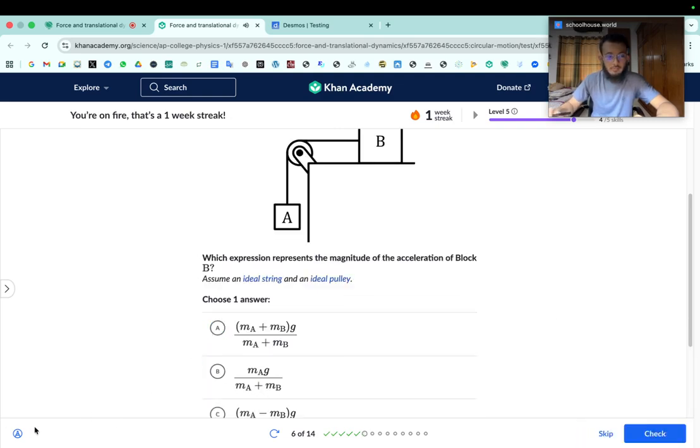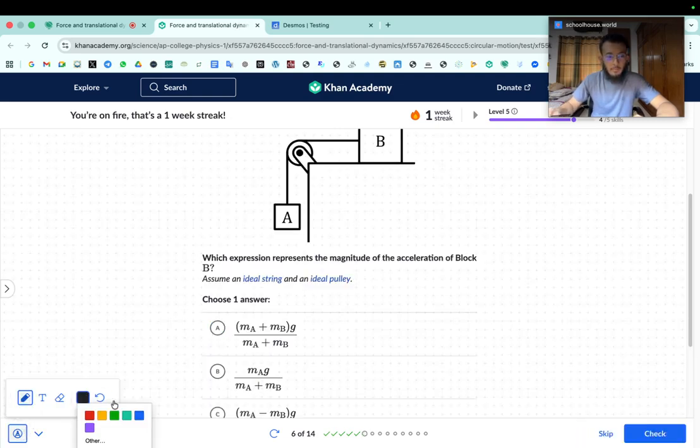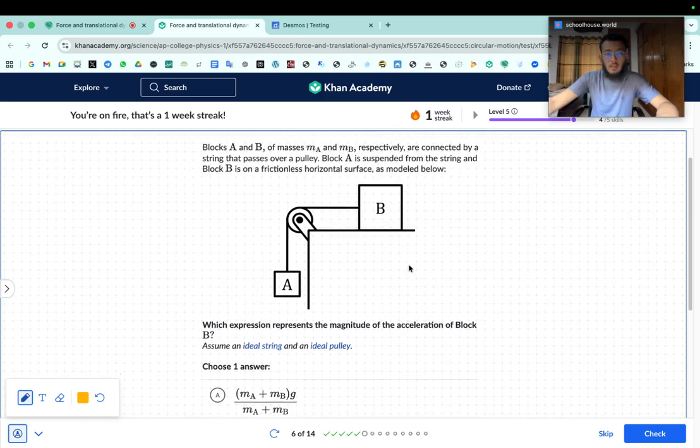All right. Next question. Blocks A and B of masses MA and MB respectively are connected by a string that passes over a pulley. Block A is suspended from the string and block B is on a frictionless horizontal surface as modeled below. Which expression represents the magnitude of acceleration?